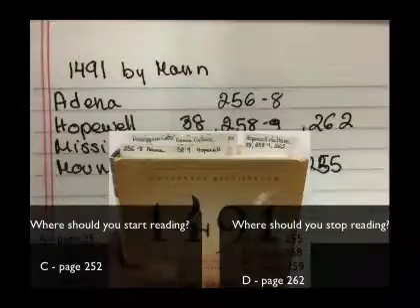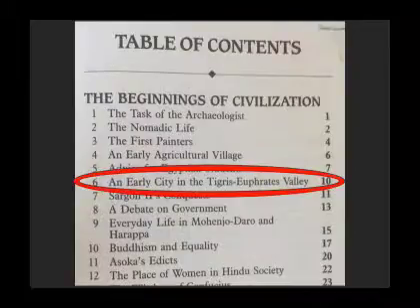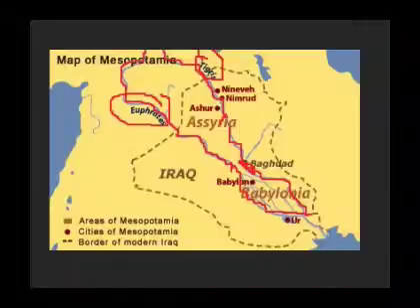And that's the objective. Here's another book, and you'll notice that nowhere in the title does it say anything about ancient civilizations. These are readings. These are different interpretations of history by various historians, and some of them are primary sources and some of them are secondary sources. But if you look at this page 6, an early city in the Tigris-Euphrates Valley, you're wondering, okay, what does that still have to do with this project?